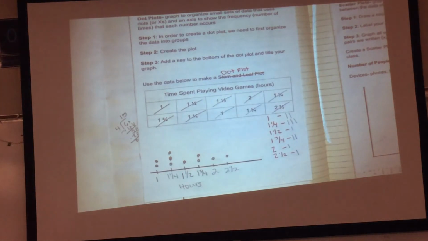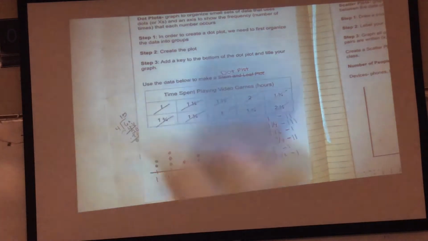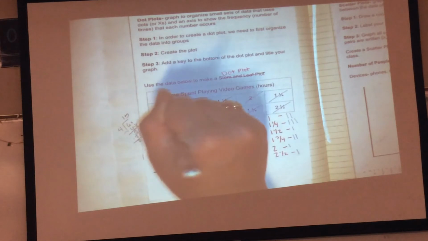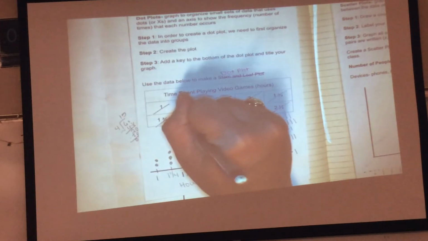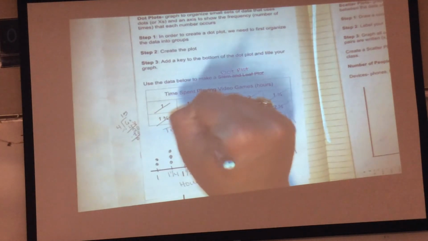Okay. So now I need to add a key to the bottom of the dot plot and title your graph. So what was my title again, Peyton? Time to play video games. Yes. Time spent.